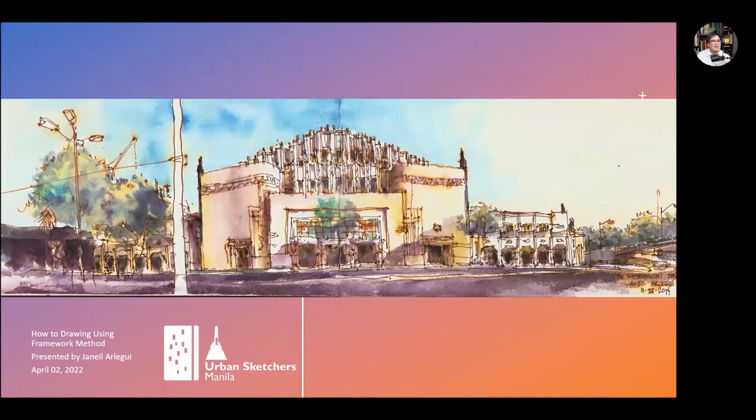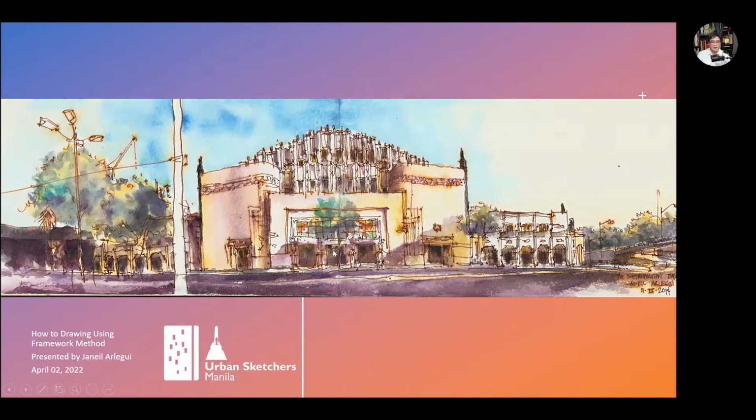An example of a sketch that I made, appropriate for this topic, is the Metropolitan Theater. I've been sketching and 3D modeling this building for the longest time, and it was my first time to sketch it back in 2014. I was sketching this with the Urban Sketchers Singapore that afternoon. I remember standing here, about two streets away, so about 10 to 15 meters away. It was pretty close.